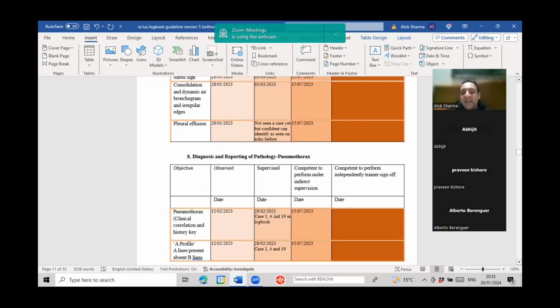Once I've seen the scan, I will then put my initials at the bottom over here, and I will say that you've actually done it. If you are able to demonstrate this like 3 times or 4 times, then that's consistent enough for me to say that you're competent enough to perform this under indirect supervision. That would be after your credentialing at your local institute.